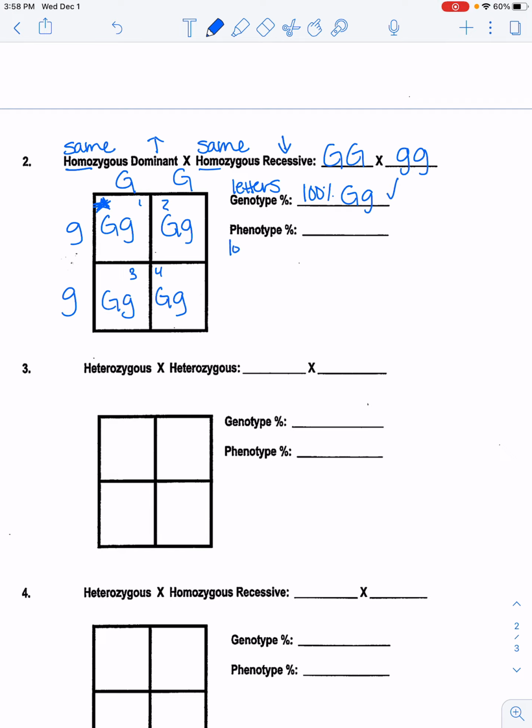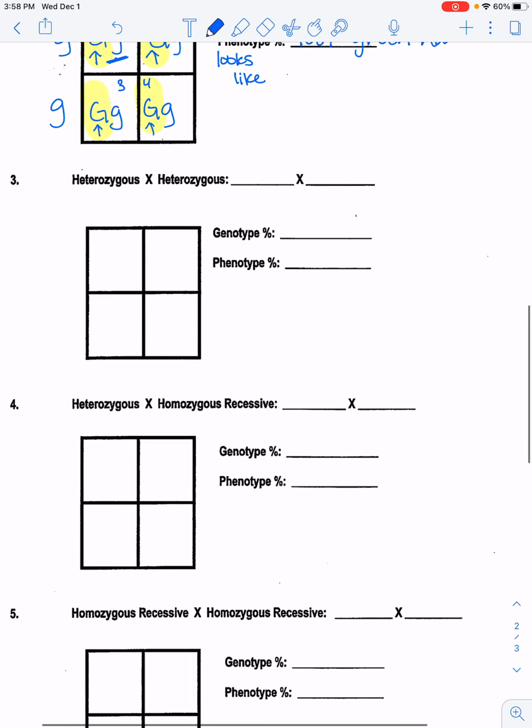Next, I'm going to look at the phenotype, and that's what it looks like. The physical traits. What does it look like? Again, to do this, I need to look at how many boxes have at least one capital letter, because that is dominant. It does not matter what is in this second position here, because this dominant letter tells you it's going to be the dominant color in this case. So we again have 100% having green hair. That adds up to 100%. We are good to go. Okay, we're going to go on to the next one.